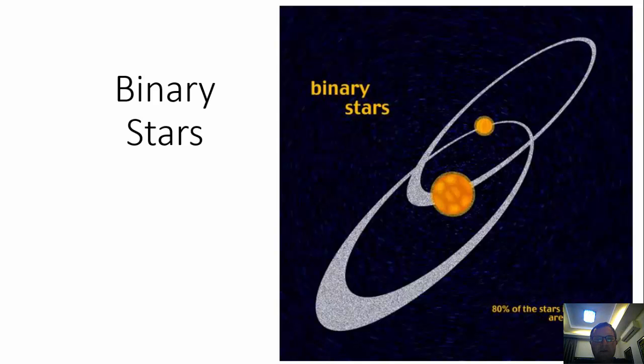Hello, during this session I'm going to be talking about binary stars. These are stars which go around in pairs, which is actually not as unusual as you may think. 80% of the stars in our galaxy are actually binary stars.